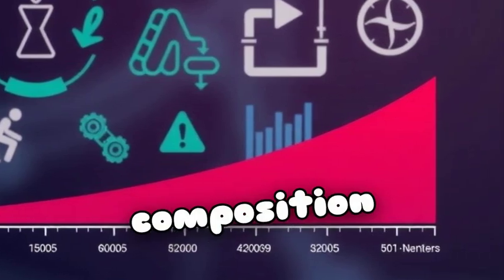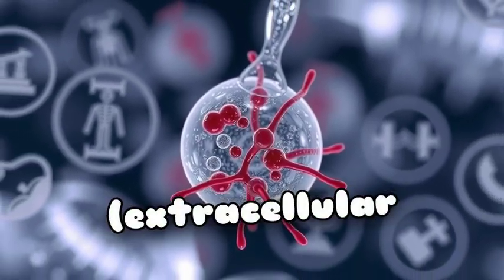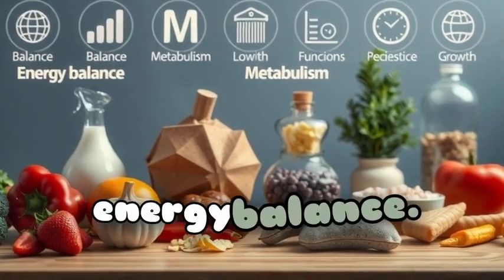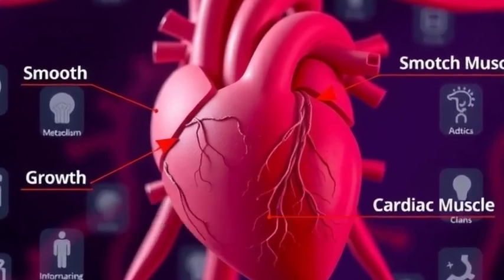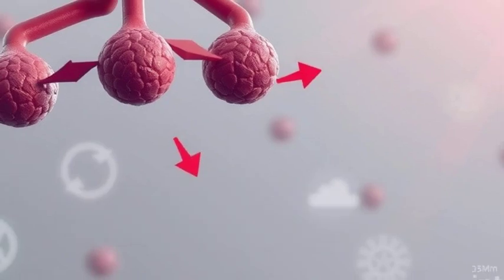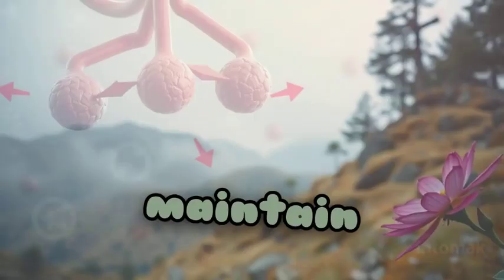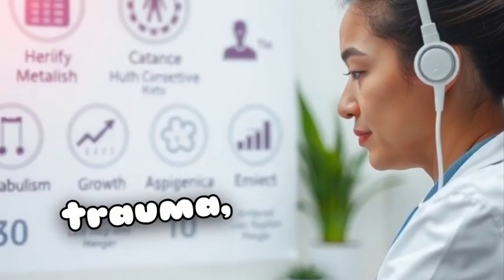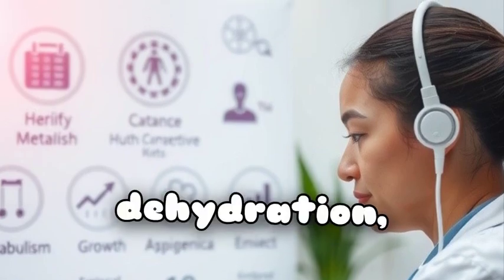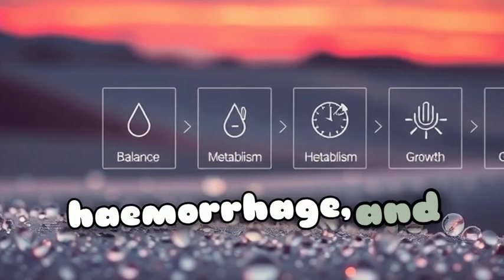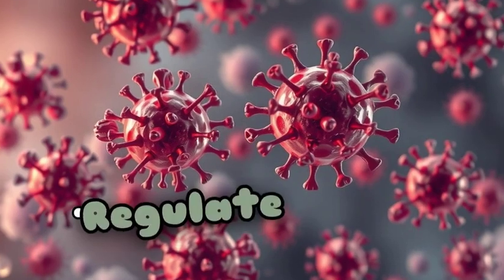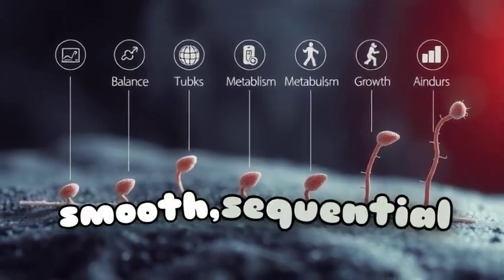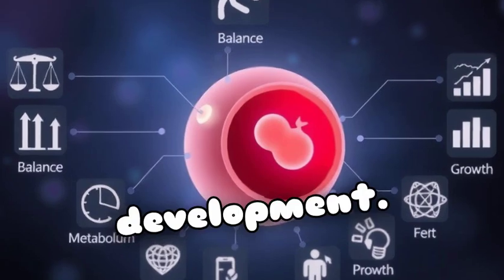Regulate the chemical composition and volume of the internal environment, the extracellular fluid. Help regulate metabolism and energy balance. Help regulate contraction of smooth and cardiac muscle fibers and secretion by glands. Help maintain homeostasis despite disruptions such as infection, trauma, emotional stress, dehydration, starvation, hemorrhage, and temperature extremes. Regulate certain activities of the immune system. Play a role in the smooth sequential integration of growth and development.